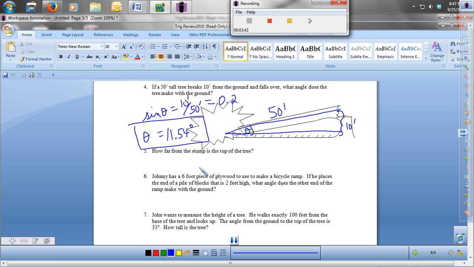How far from the stump is the top of the tree? So I'm going to say that they're asking me to find this distance right here. So I'm going to say that the cosine of 11.54 degrees is equal to x over 50 feet. Notice every number is getting a unit, and x, when I do that, is going to wind up being 48.98 feet.